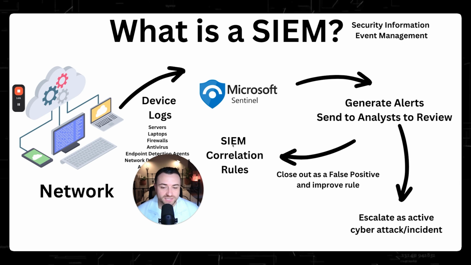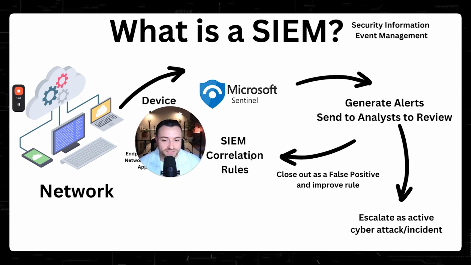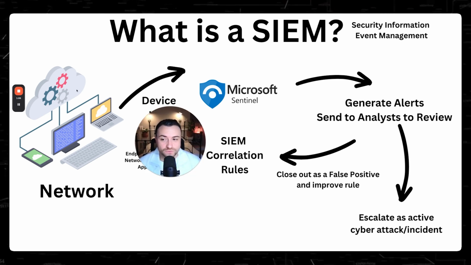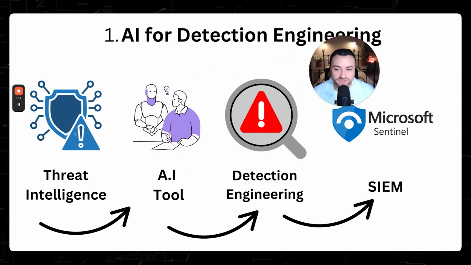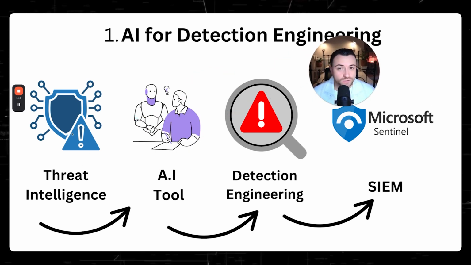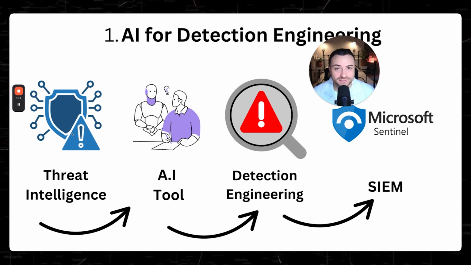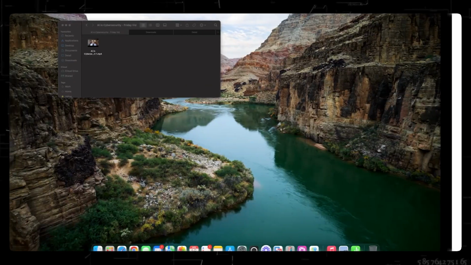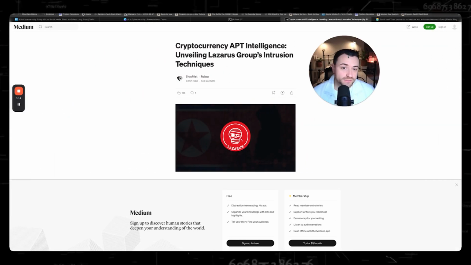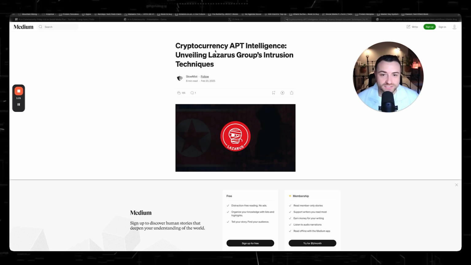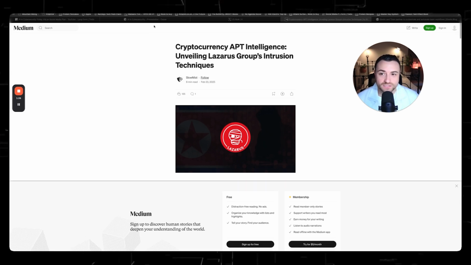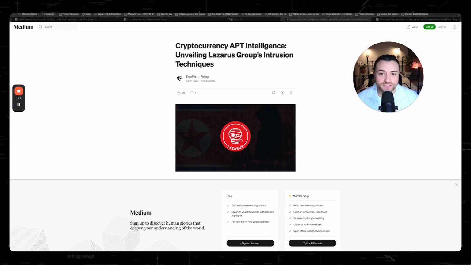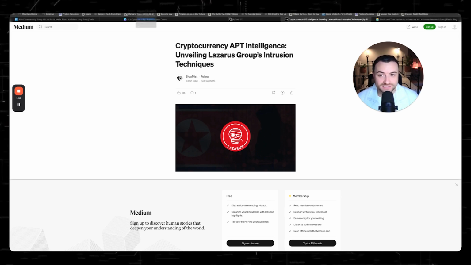So how do we stay up to date and how do we continually build these? Actually building these rules is what is called detection engineering. Now you know what a SIEM is. Threat intelligence is open source information that helps us understand the latest attacker activities. This is an example of some threat intelligence related to an APT group, a hacker group called Lazarus. In this article, there's a lot of information detailing their latest attacker techniques.